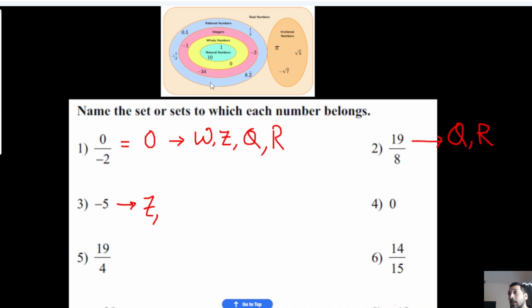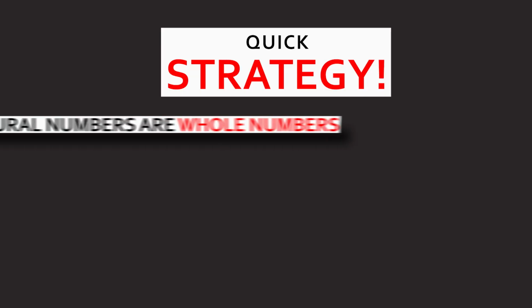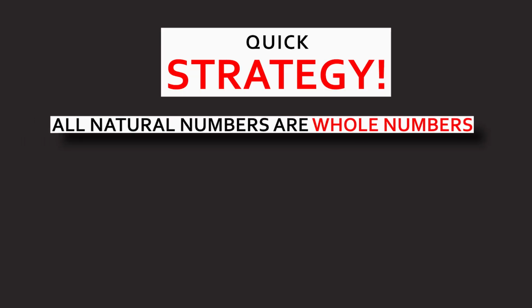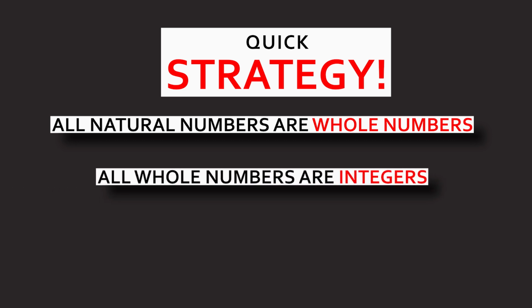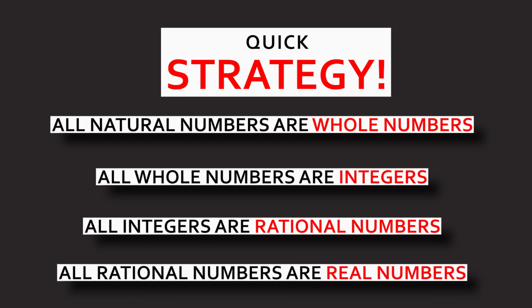And then this integer is a part of rational numbers, so we have Q and then R. So remember that once you start with the smaller circle, then you just go to the next circle, which is outside of that smaller circle. So we can say that all natural numbers are whole numbers. All whole numbers are integers. All integers are rational numbers, and all rational numbers are part of the real numbers.